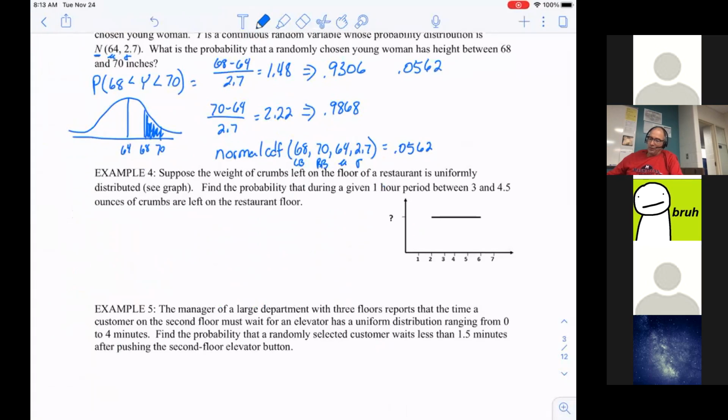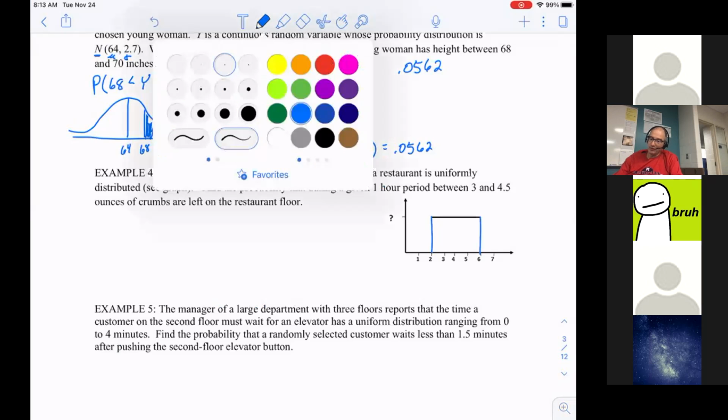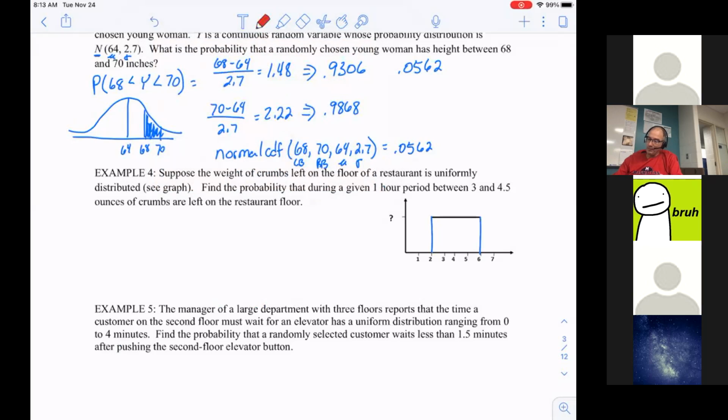Suppose the weight of crumbs left on the floor of a restaurant is uniformly distributed. See graph. Find the probability that during a given 1 hour period between 3 and 4.5 crumbs are left on the restaurant floor. It looks like we're going from 2 to 6. So we'll choose a different color so we can differentiate here. There is 3, here is 4.5. We're trying to find out the likelihood.